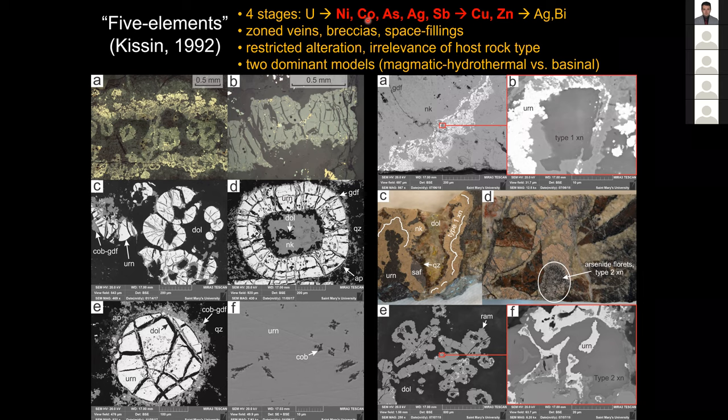And there are two dominant models. Kissen's summary back in 1992 reviews many different models, but there seem to be two dominant models that prevail throughout the literature. One invokes a primary magmatic hydrothermal association of these occurrences, where metals and fluids are derived from magmatic systems, magmatic rocks, through that magmatic hydrothermal transition. And then another camp focuses on the importance of connate waters, basinal fluids, black shales as potential metal and fluid sources.